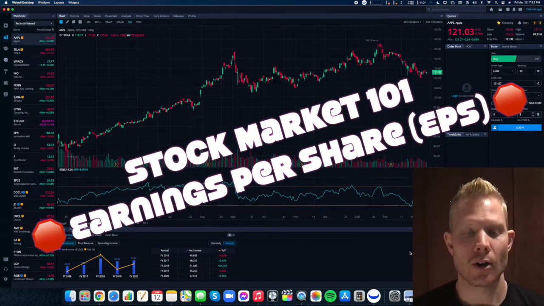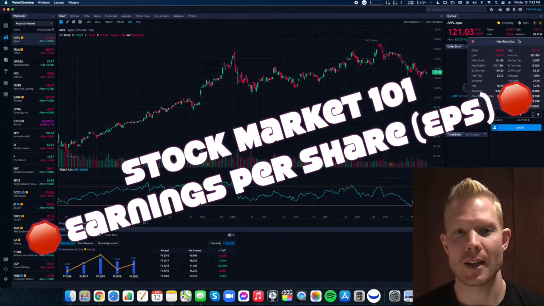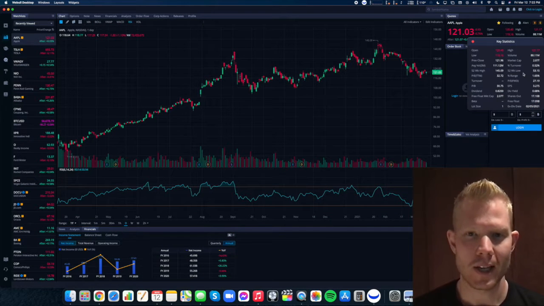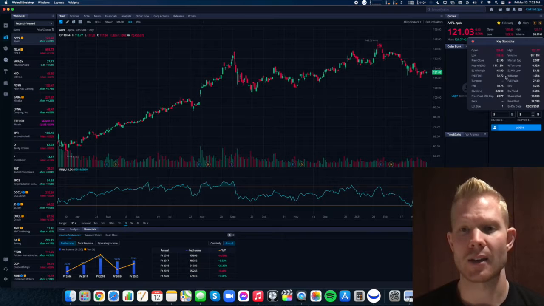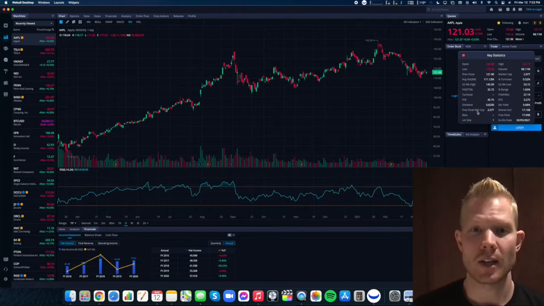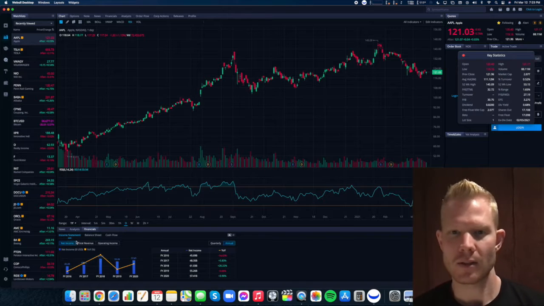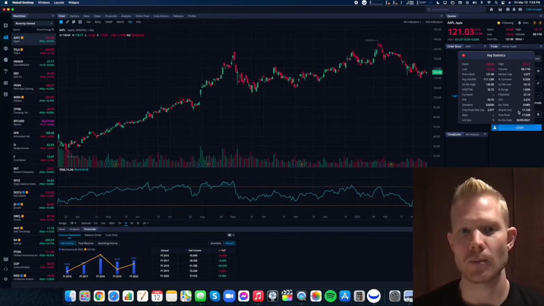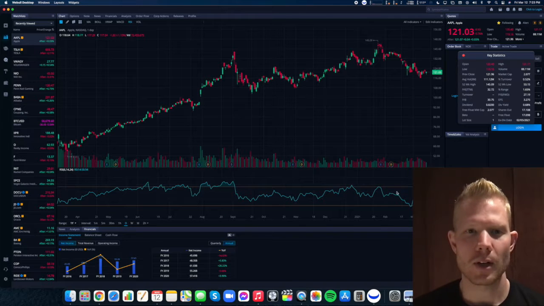Today we are covering earnings per share, otherwise known as EPS. EPS represents how profitable a company is based on how many shares it has outstanding. EPS is calculated by taking the net profit minus any dividends, divided by the total shares outstanding of a given company. So, for example, we have Apple here.